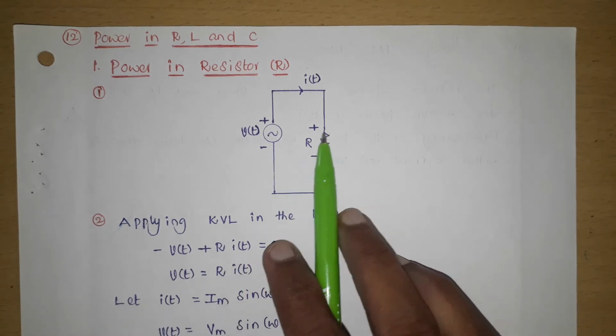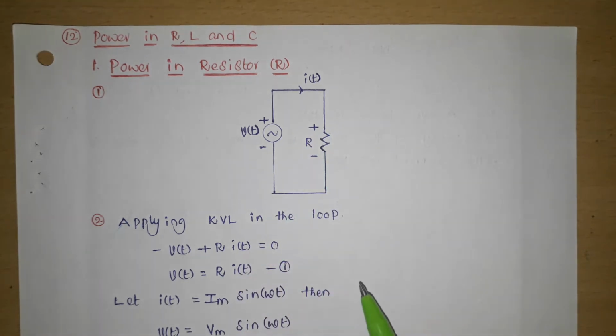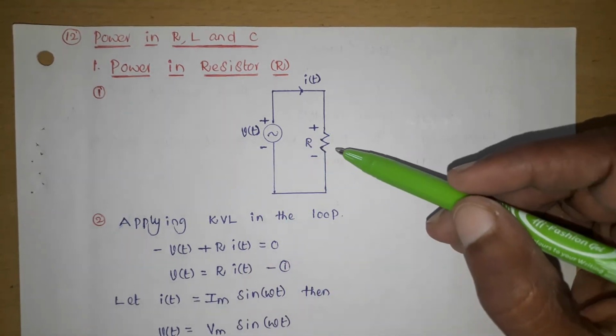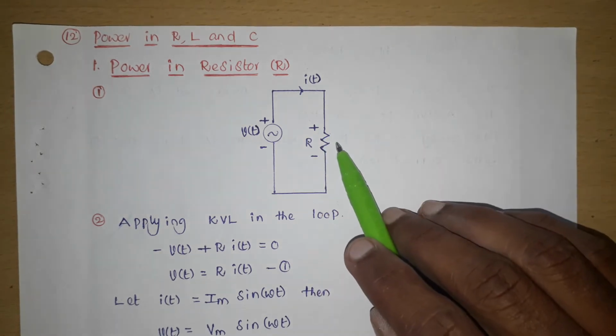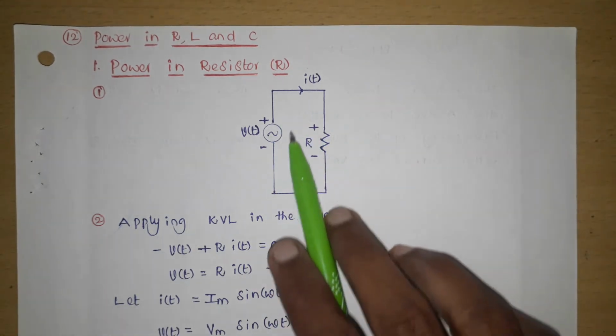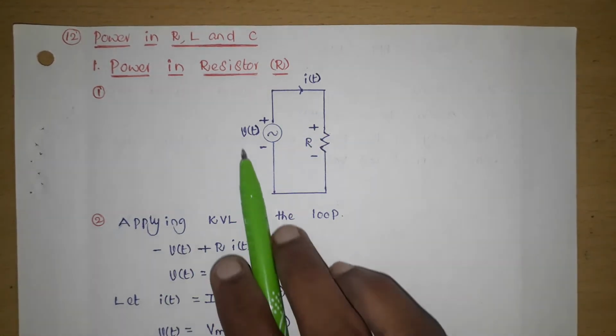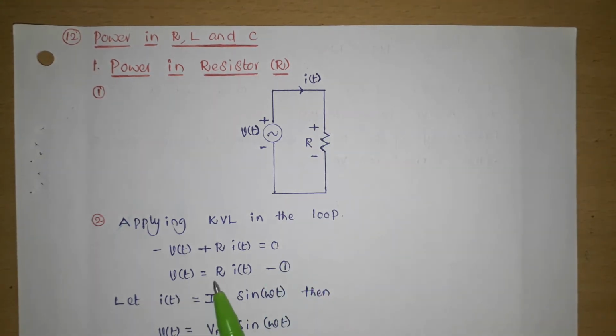Now the voltage across the resistor is V of t, and definitely current is there in the circuit. So I of t is the current in the resistor, and V of t is the voltage in the resistor. If you apply KVL in the loop, minus V of t plus R into I of t equal to 0, so V of t equal to R into I of t.